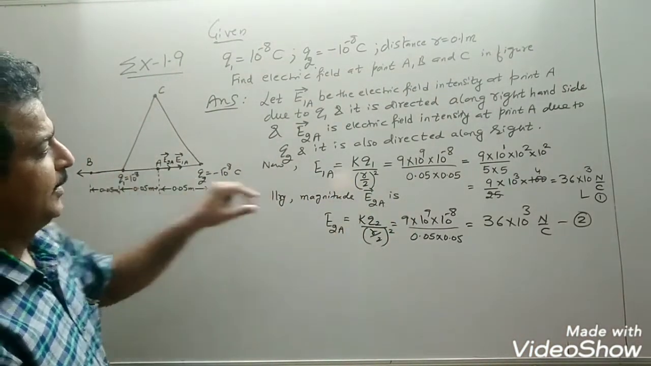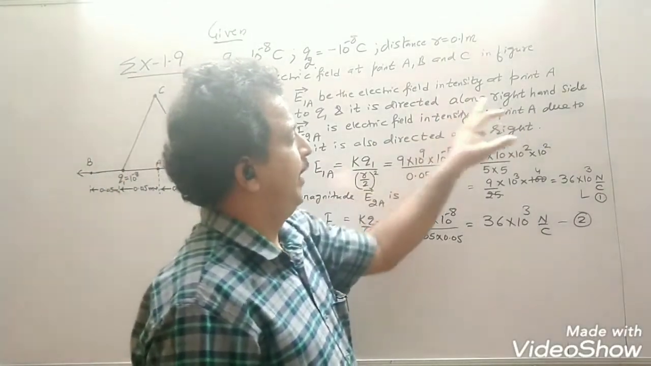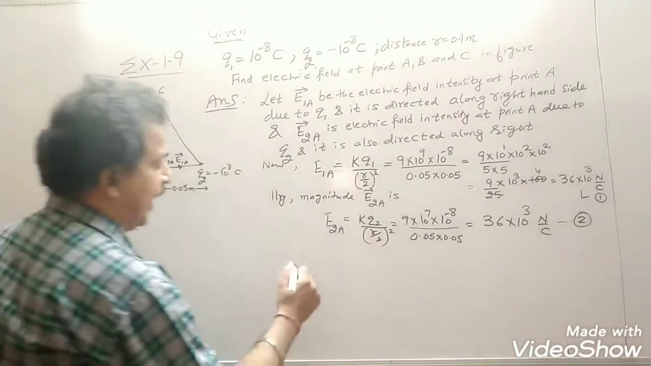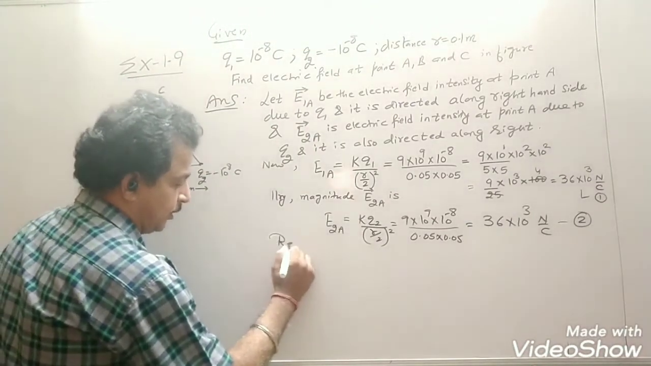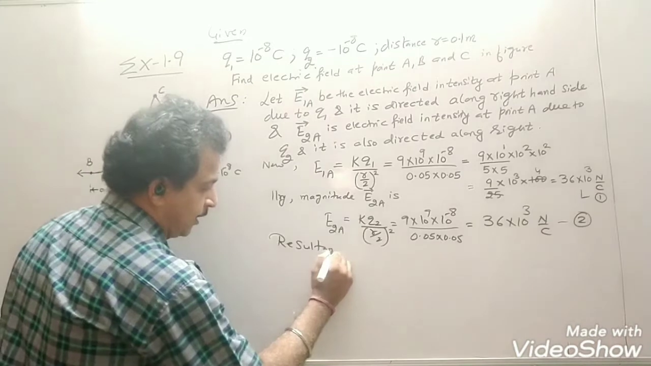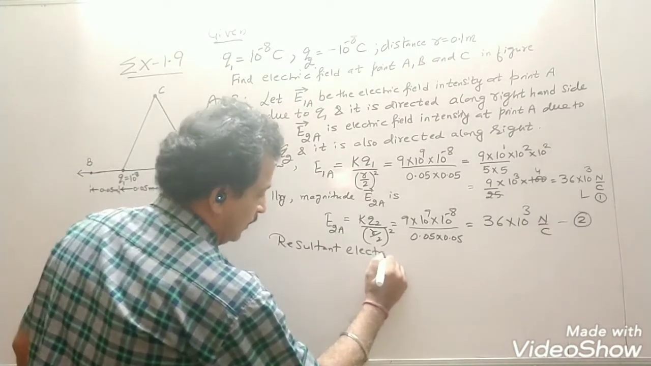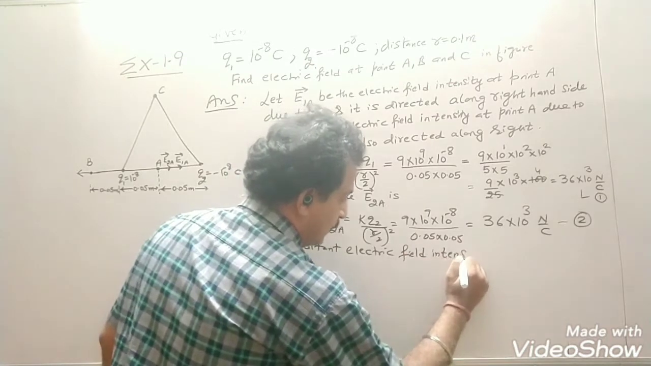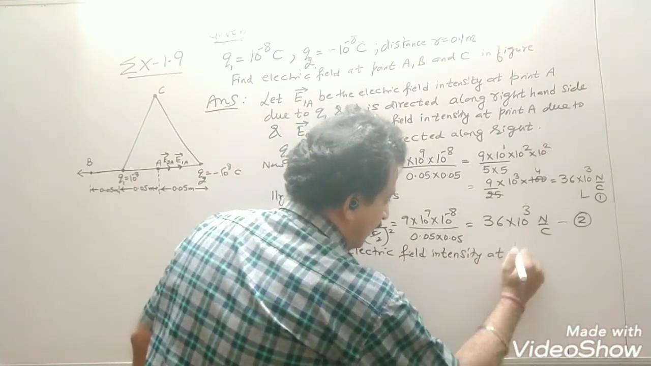Now from the figure it is clear that both the fields are along the right. So we can simply add these two fields. So the resultant electric field intensity at point A.